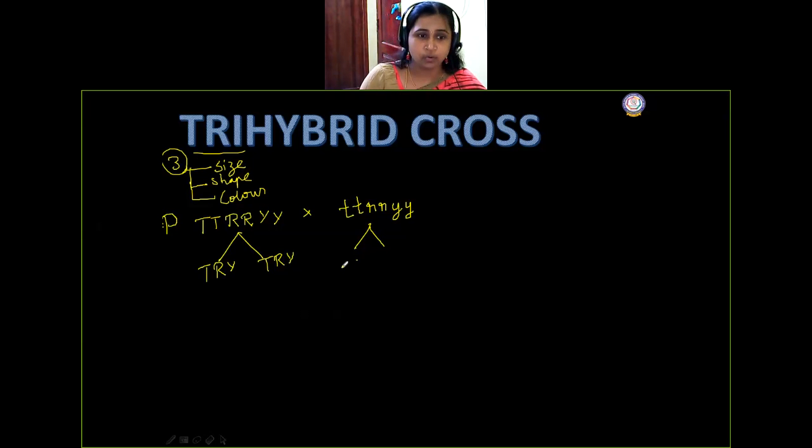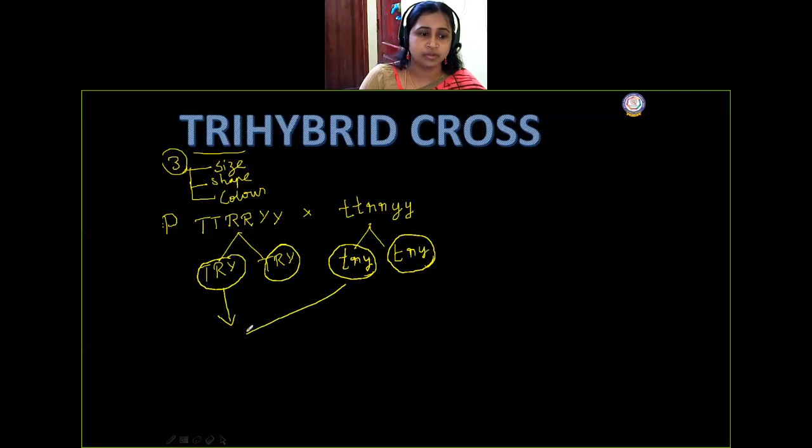Now we are pulling out only the gametes. So I'm writing like this. Small t, small r, small y. Encircle the gametes. Here also let me encircle the gametes. Now, this one, during fusion, it takes place like this.